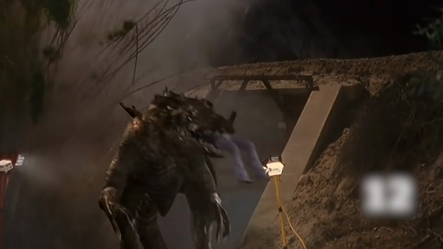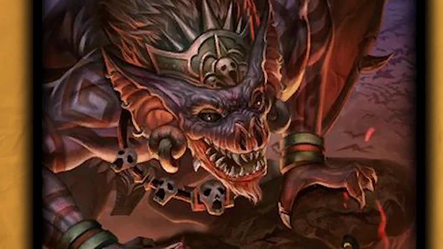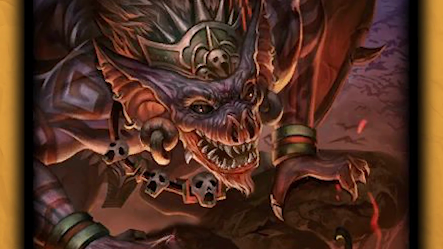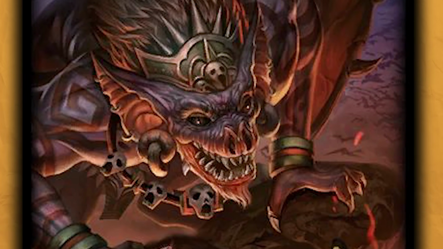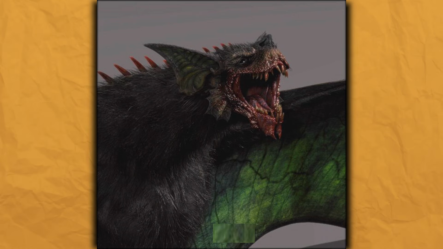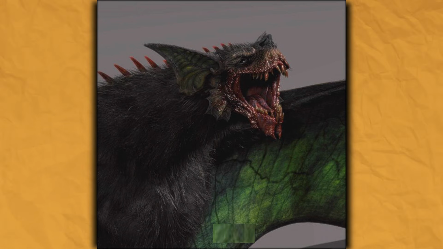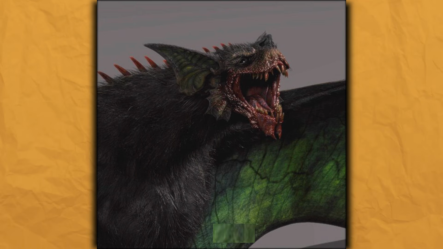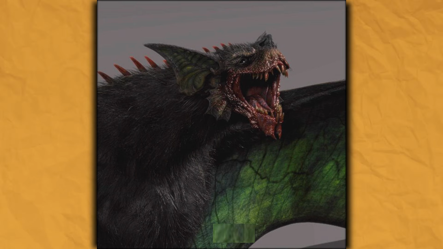The closest mythological reference we can find to the dragon bat would be the Aztec Mayan god Camazotz, who was associated with human sacrifice and nighttime and was responsible for guarding the underworld. However, this is just a stab in the dark for one of the weirdest monsters in the entire facility. So what do you guys think is the main inspiration behind the dragon bat?